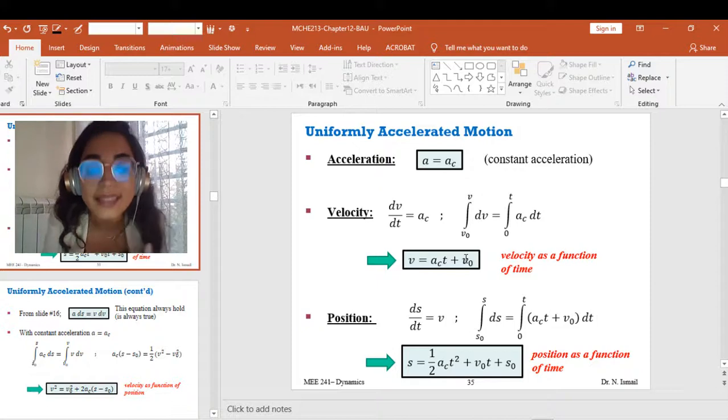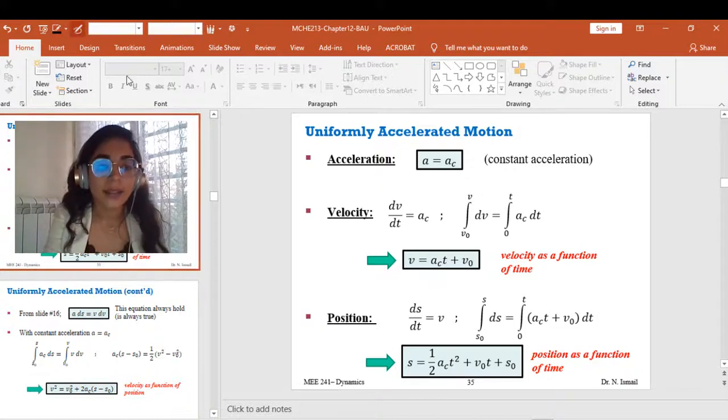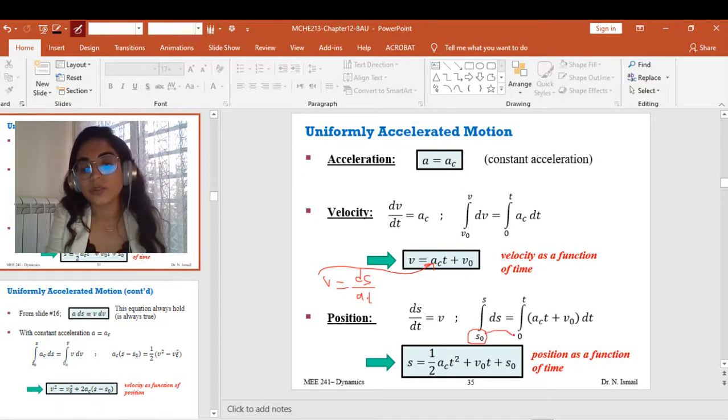Now, how can I find s? I know, guys, the equation of v with respect to time, and I know that v is equal to ds over dt. So I can replace this v with the equation of v with respect to time, and then I can do the integration. And don't forget, guys, since I have to start here from t equal to 0, then here I have to start from s0 that corresponds to the time t equal to 0.